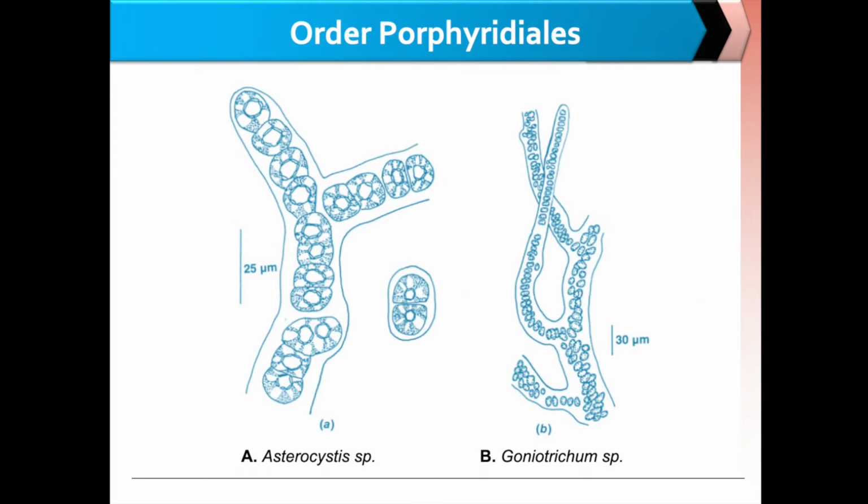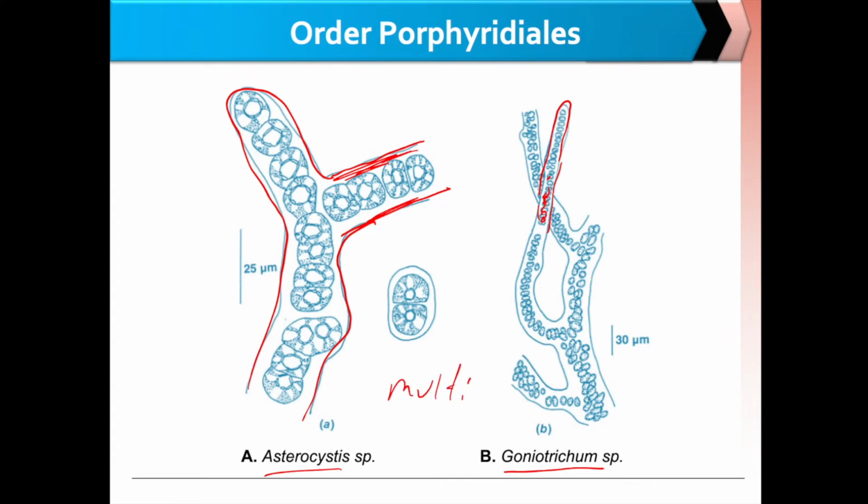So your order Porphyridiales, again, they are multicellular. As you can see here, their multicellular form is held by that thick mucilaginous secretion right there, the thick mucilage holding those cells inside it. So that's your Porphyridiales with your Asterocystis and Goniotrichum right here. Again, these are multicellular organisms.